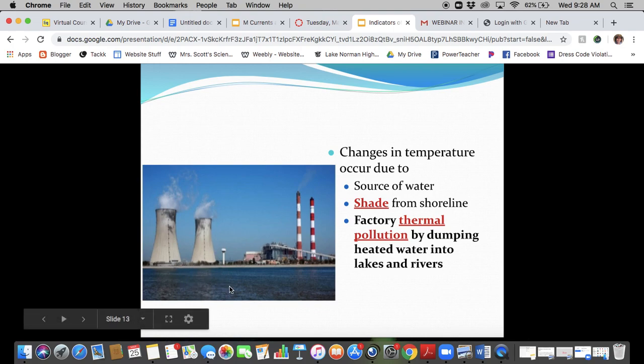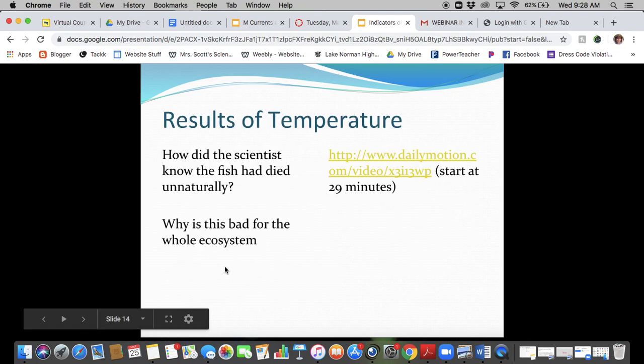All right, so this water is warmer than it was when it went in. And even if it's only a little bit of difference, even if the temperature only went up a little bit, that can still be a big problem.